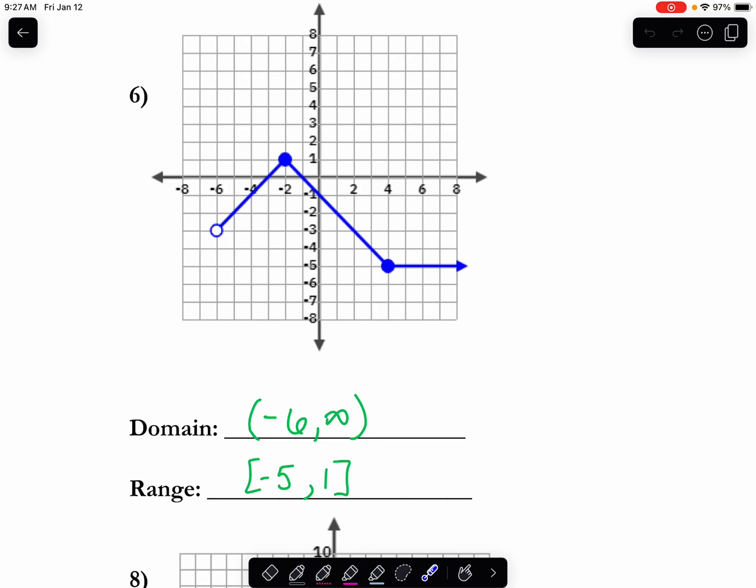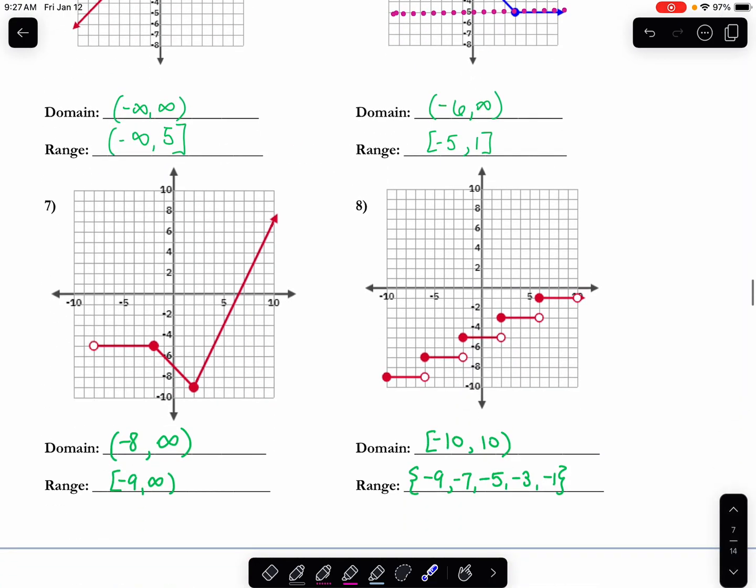positive infinity forever. As far as the range, how low and how high, I don't see any arrows pointing down or pointing up for that matter. So I have to just look and see how low this is going. And I see that this graph is going as low as -5 and then as high up as +1. So our range, the graph, is stuck between -5 and +1, and we show that interval with our range, both of them with closed brackets, because both of these points are filled in and closed.